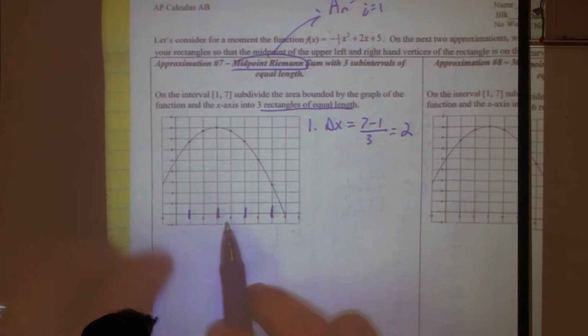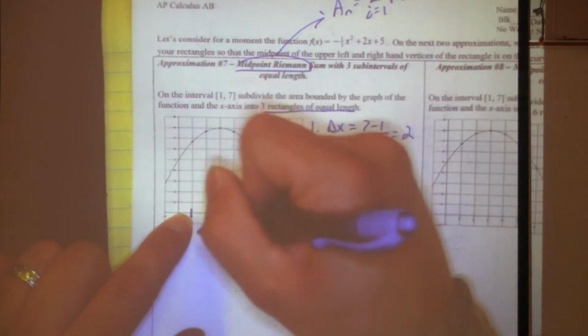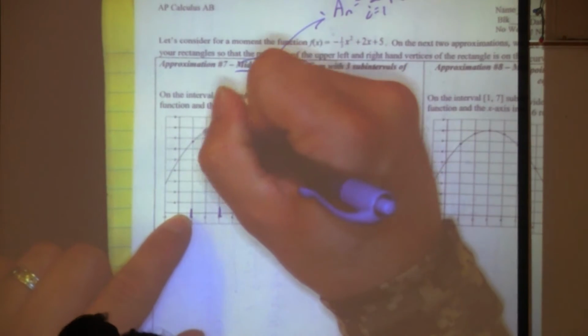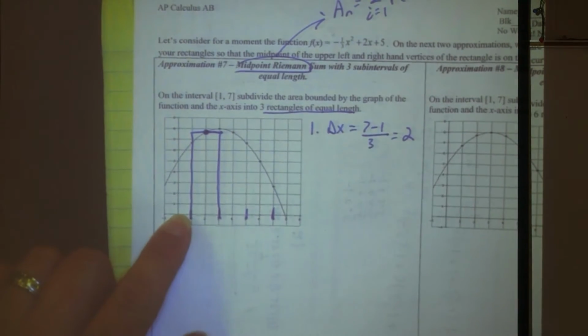And in order to draw our rectangles, we need to use the points in the middle. So what would be the point in the middle of 1 and 3? 2. So I go to 2, and I don't draw the line there. I just use that to be my height, and then I draw my rectangle like this. Understand?